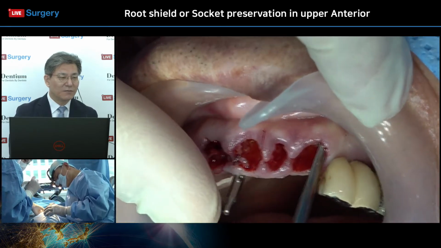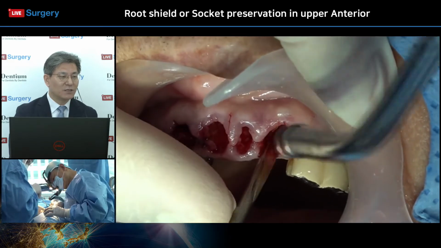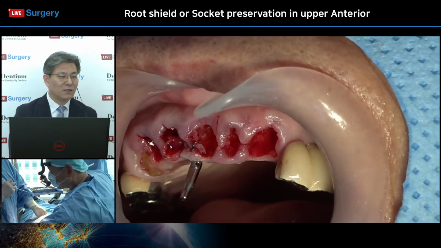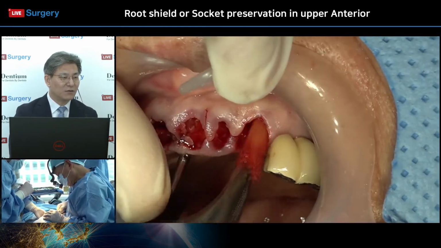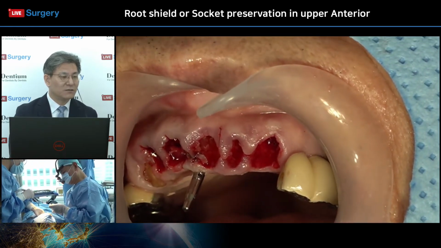He can feel the mobility of the remnant of the root sheath, so he decided to completely remove it together with the root. Complete removal. Okay. So it was very difficult for me to do.